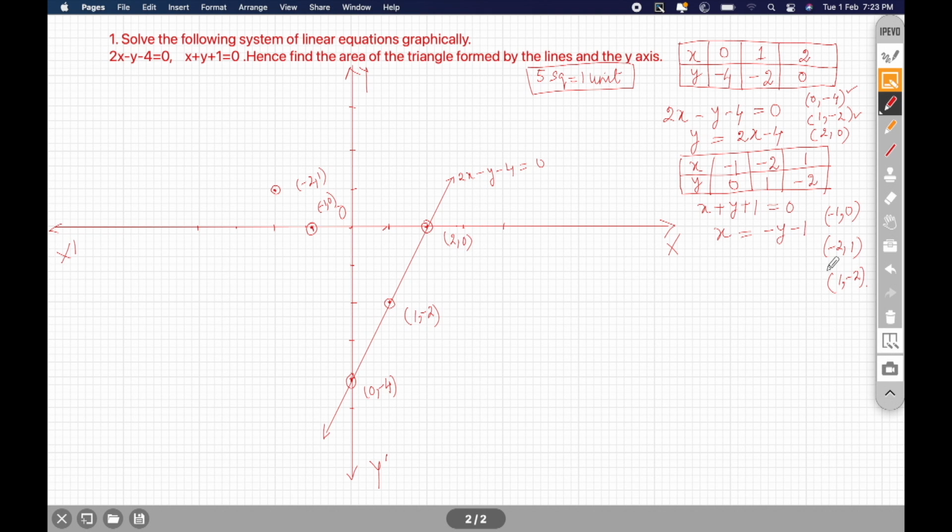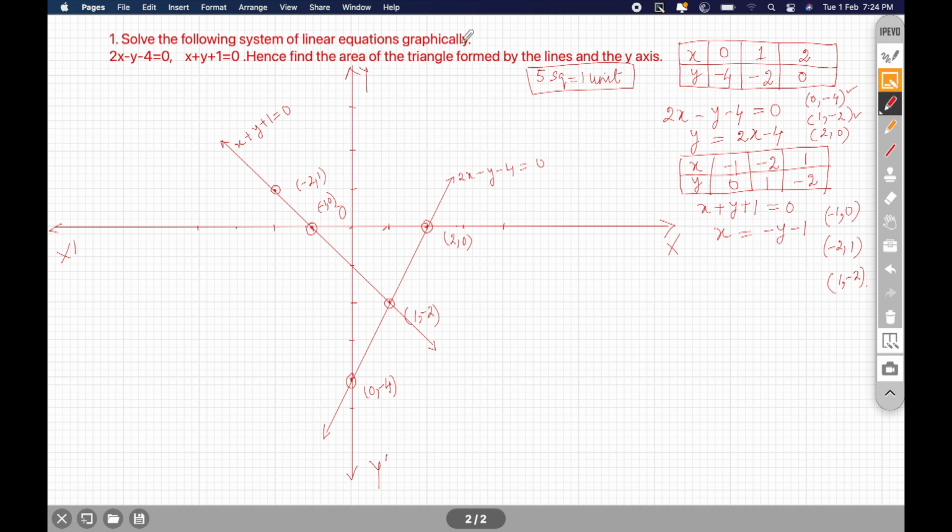Next (1, -2). So (1, -2). This is the third point here. This is the common point. Let us join the 3 points with a ruler and extend it. Let us give arrowheads, and this is the graph of the equation x + y + 1 = 0.